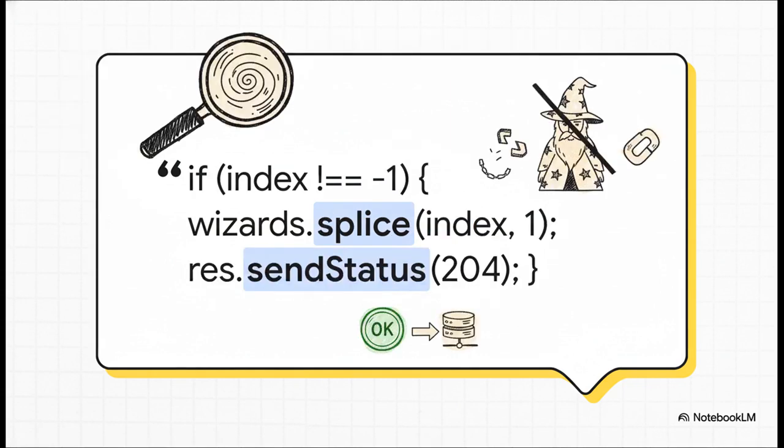So, this if block is our success path. If findIndex gave us back any number that isn't -1, we know we found our wizard. We then use wizards.splice(index, 1), which is JavaScript's way of saying remove one element at this specific position. Poof, that's the moment of deletion. And to finish things up, we send back a 204 No Content status. That's the standard, RESTful way of saying, hey, it worked and there's nothing else for me to show you.